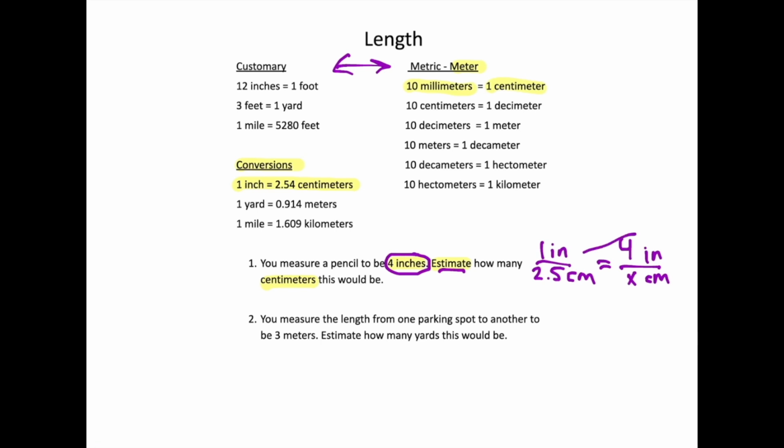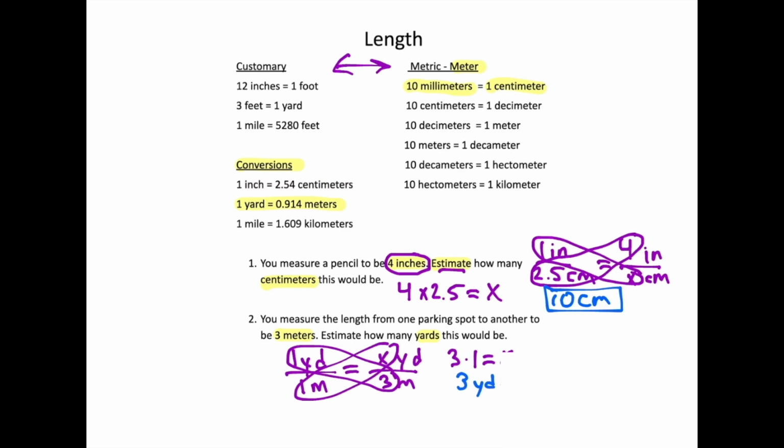When you solve these, you can cross multiply. That means that we have 4 times 2.5 equals 1 times x, which is just x. So we need to take 4 times 2.5. That's 10. So we know a good estimation is about 10 centimeters. Now pause the video and try the second one on your own. When you solve this, you should have gotten about 3 yards.